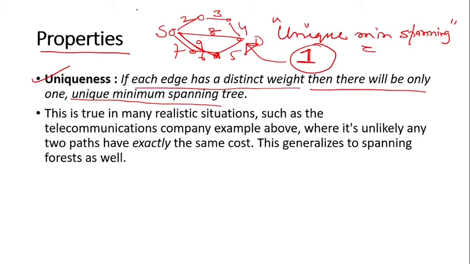Let's say the unique minimum spanning tree's total weight is 20. Nobody will find another spanning tree with a combination of vertices which gives 20 as a minimum spanning tree weight, provided that you have distinct weights for all the edges. This is true in many realistic situations, such as the telecommunications company example discussed above, where it is unlikely that any two paths have exactly the same cost.